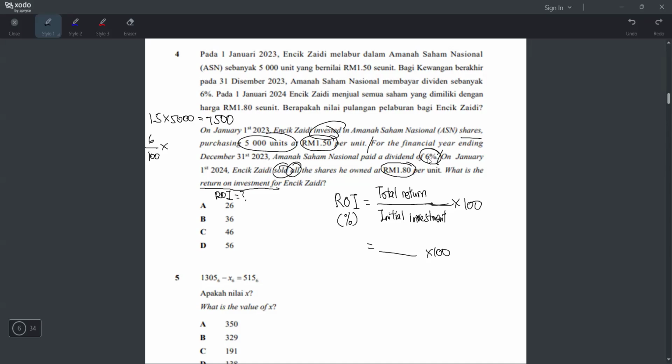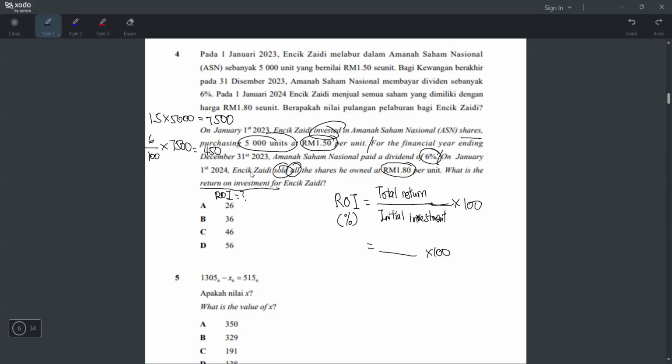And to get the dividend, you always times with the buying price. Always. Some students take the dividend times with the selling price. Salah. Dividend always times with the buying price, right? So if you want to know how much dividend you get, it will be 6% times the 7,500. You press the calculator, you get 450. So 450 is the amount of dividend. Dividend is a type of bonus, a type of untung.